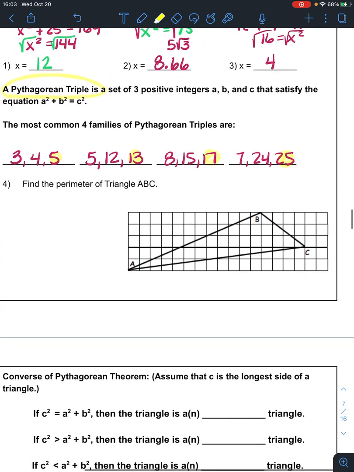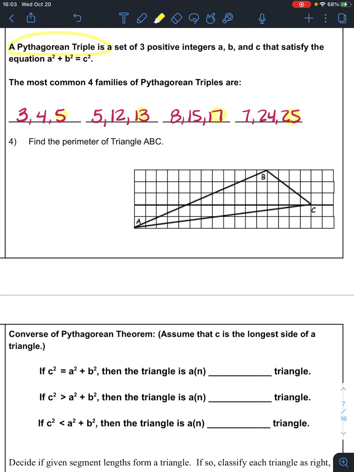So let's look at this. So I want the perimeter of ABC. So I want the perimeter of this triangle. I'm going to color it in to make it stand out. So I want the perimeter of this triangle right here. And so what I need to do is, I don't want to do the distance formula. I want to make use of Pythagorean theorem with all these grids.